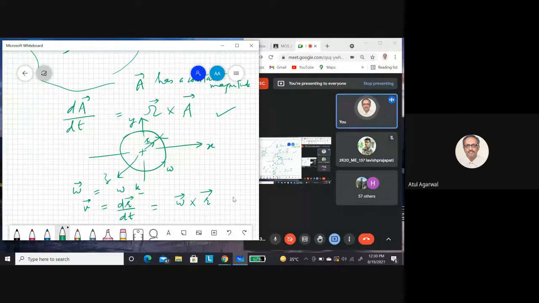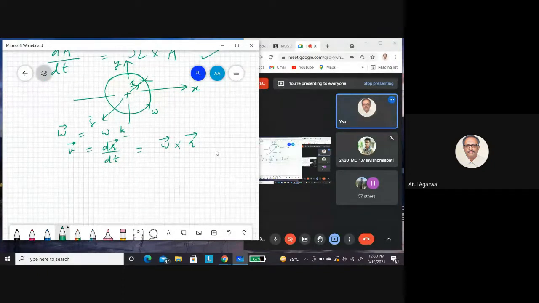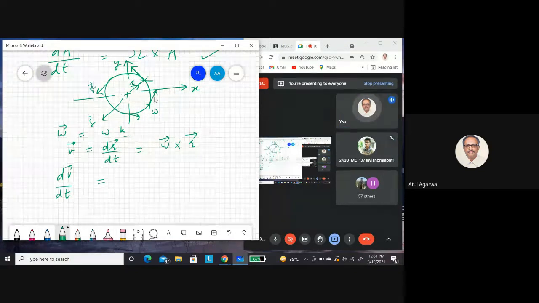Now we will further use this result. This is not the end of the story. Now it is dv by dt. Now you see velocity. This velocity is also a rotating vector. What can you say about this rotating vector, Lavish? Initially, I told you the position vector, which is rotating. Now I am showing you a rotating velocity vector.